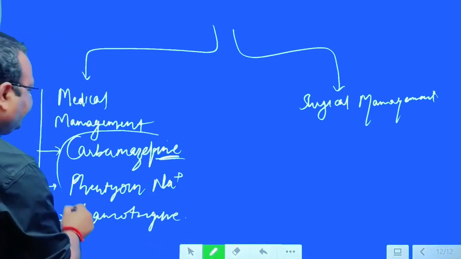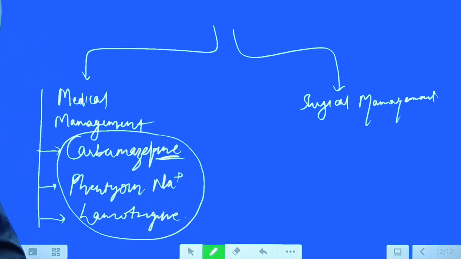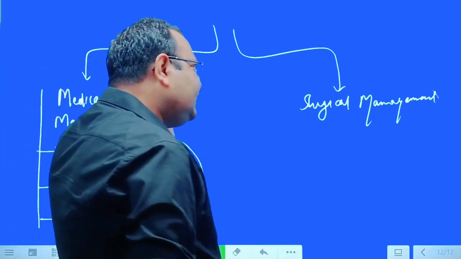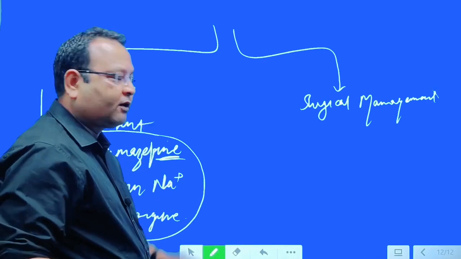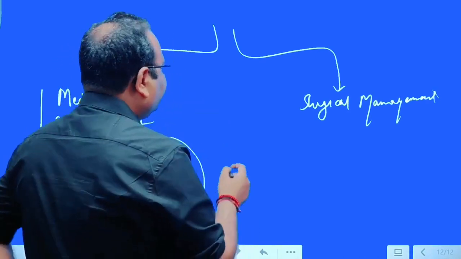What is common between all these three drugs? All these three drugs are sodium channel blockers. So what is the function of the sodium channel?